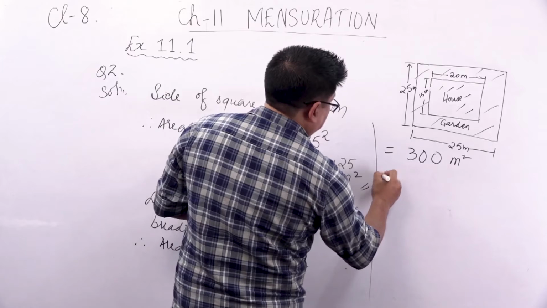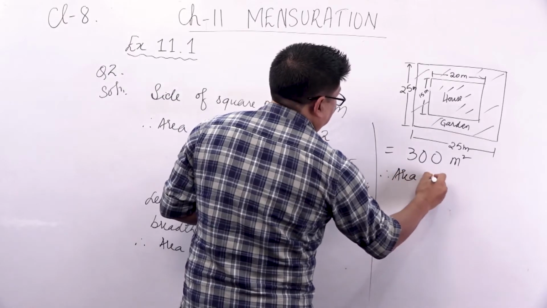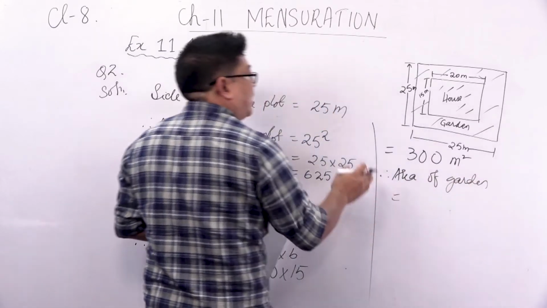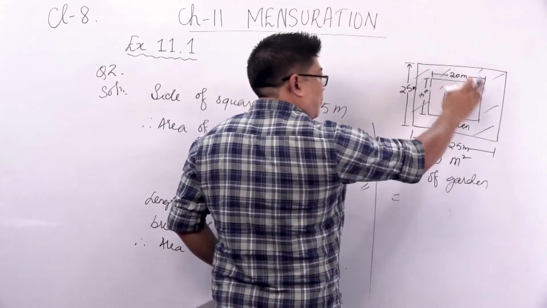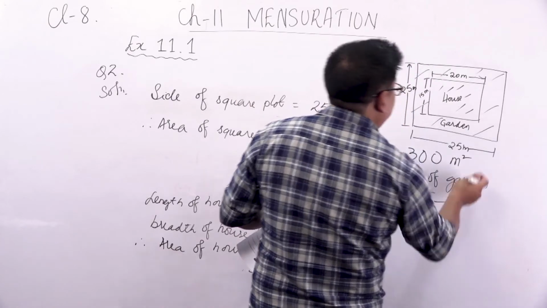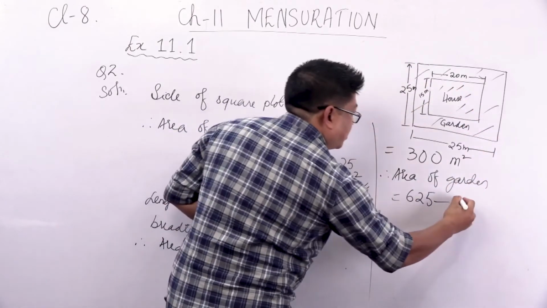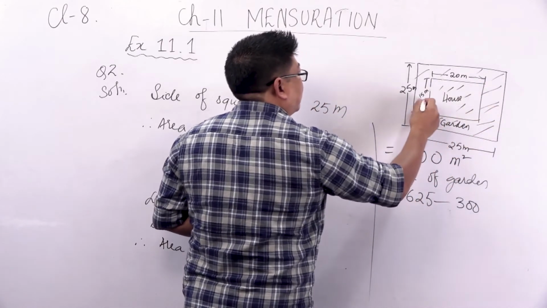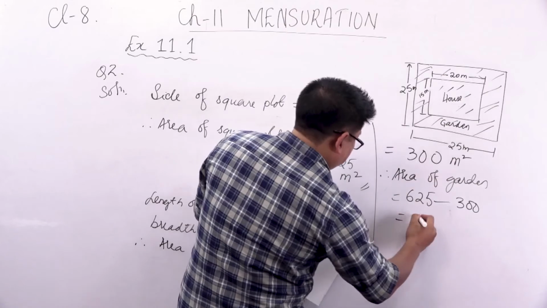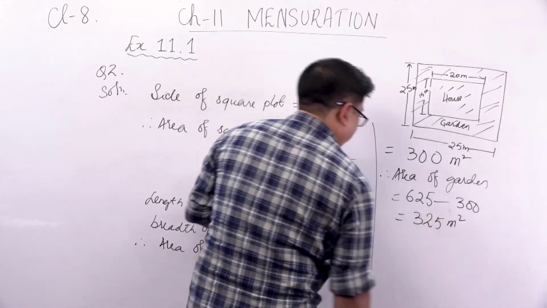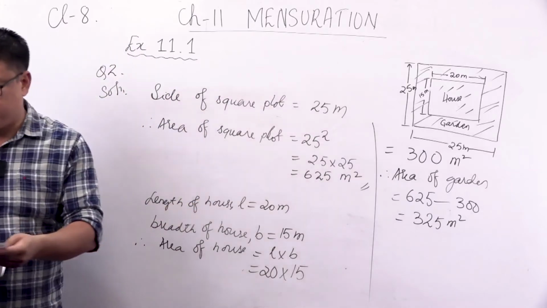Now we will find area of garden. Finding area of garden, area of the square plot is 625 minus area of house will give you the area of this garden. Okay, so we are getting 325 meter square. So this is the first part of the question.